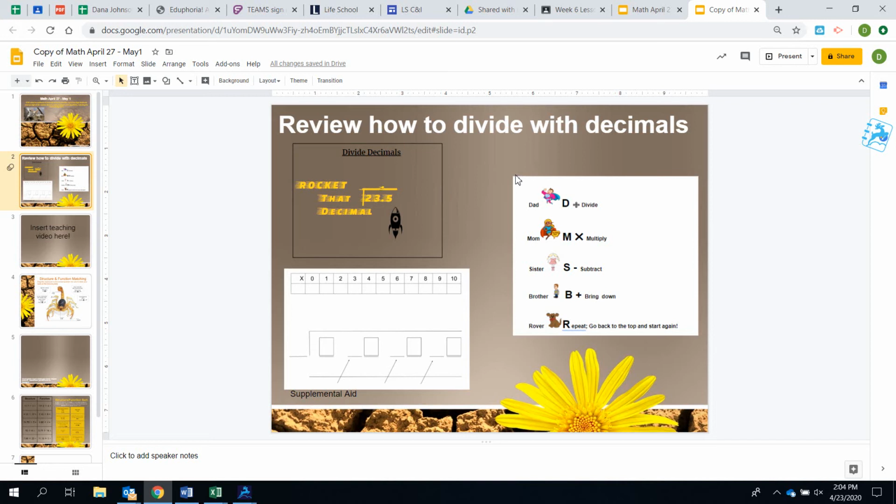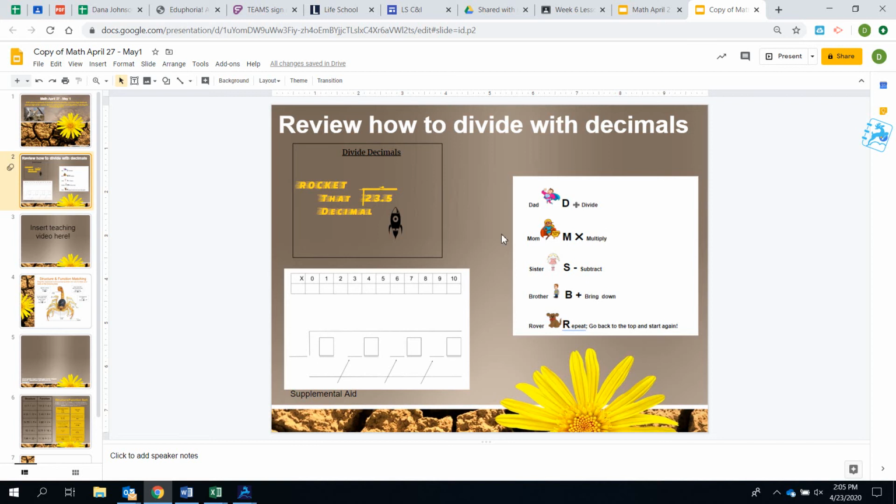So let's look at and remind ourselves of the steps of long dividing. Remember, our acronym was DMSBR, which was Dad, Mom, Sister, Brother, and the dog Rover. So you've got to divide, then multiply, then subtract, then bring down, and repeat and go back up to the top. I'll have this here on the slide for you so you can come back to this if you're stuck on what step to do.